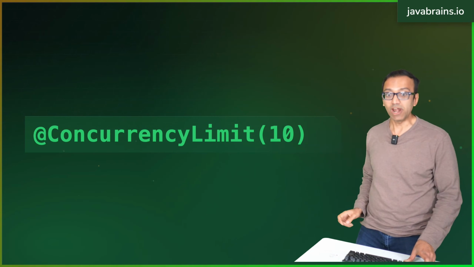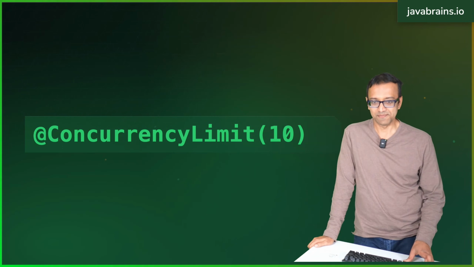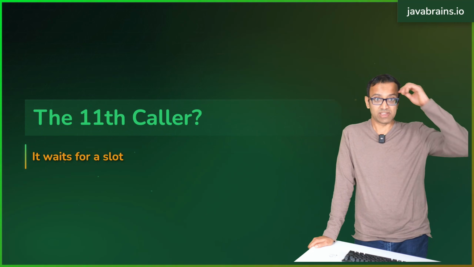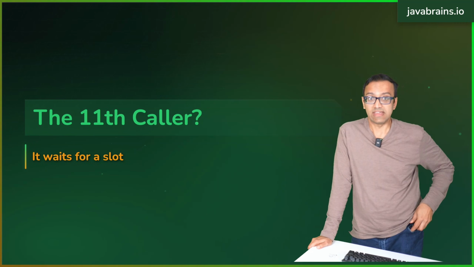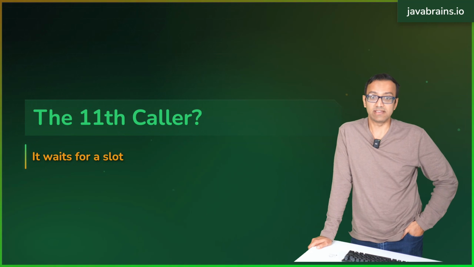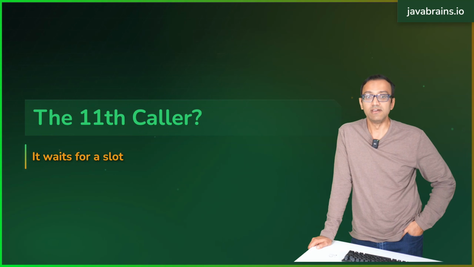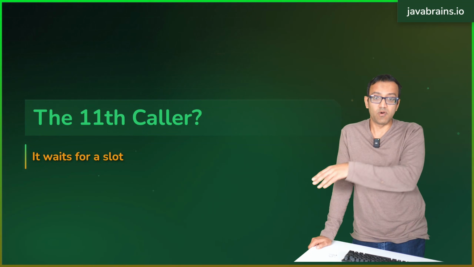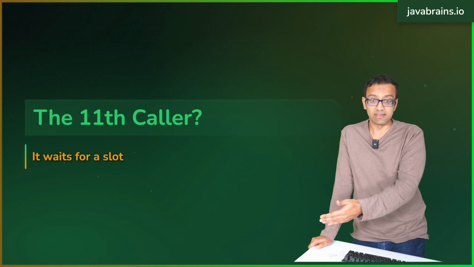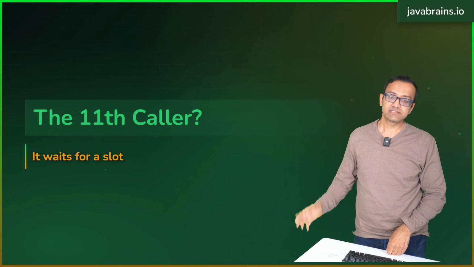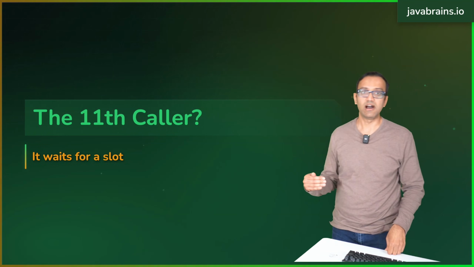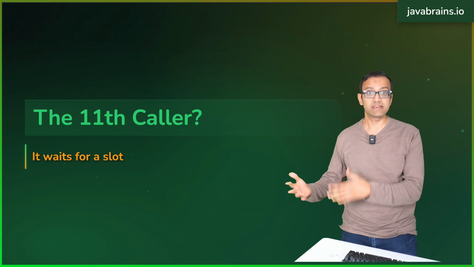So it begs the question, what happens to the 11th invocation? The 11th invocation waits. That thread is blocked. Okay, so there is a thread that's going to sit in the thread pool and it's going to wait until one of those 10 complete and the slot frees up. So this is blocking behavior similar to how thread pools or connection pools work.